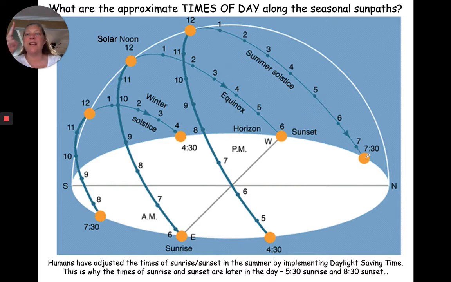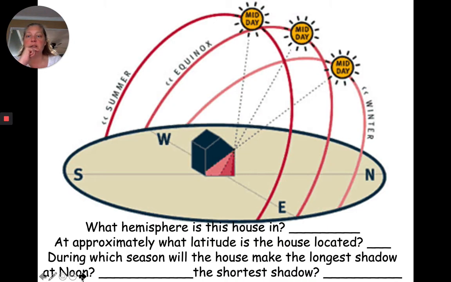No, it's not. That's because we sprung ahead in spring. So now it's 5:30 and 8:30. That's why we sprang ahead. Who wants the sun up at 4:30 and setting at 7:30? I want it to rise at 5:30 and set at 8:30 and 9 o'clock, right? Okay, humans have adjusted the time by using daylight saving time.